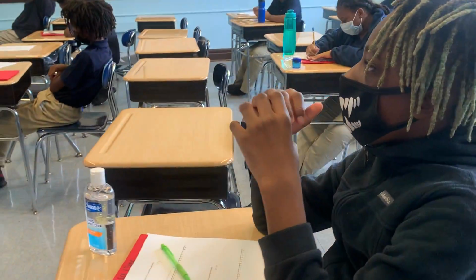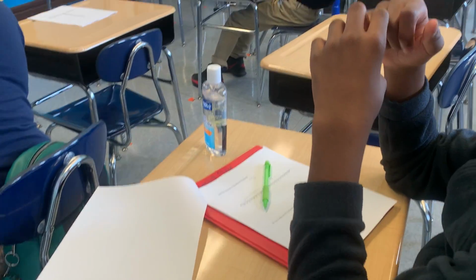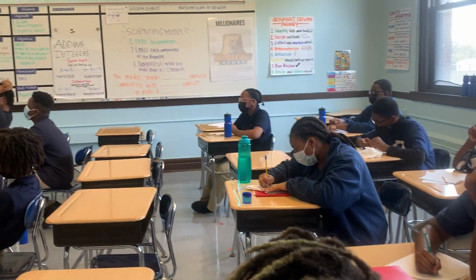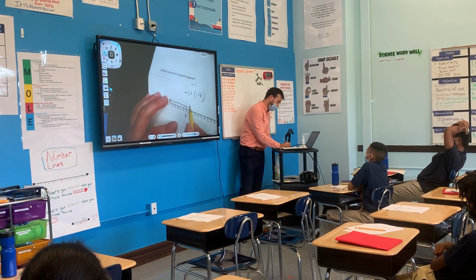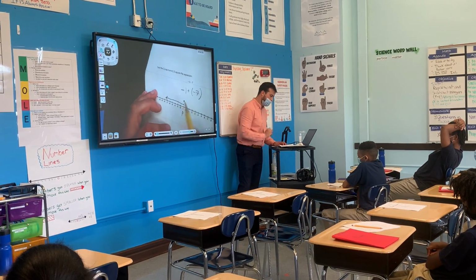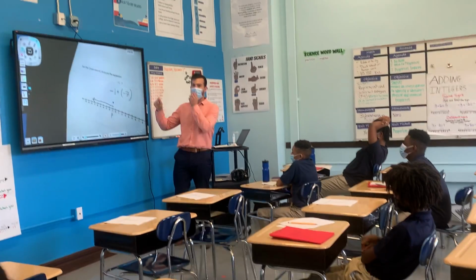What's the initial value? -1. So that's where we're going to start on our graph. I'm going to just draw it right above the other arrow. Okay, and then what happens if you add a negative? What did we learn?